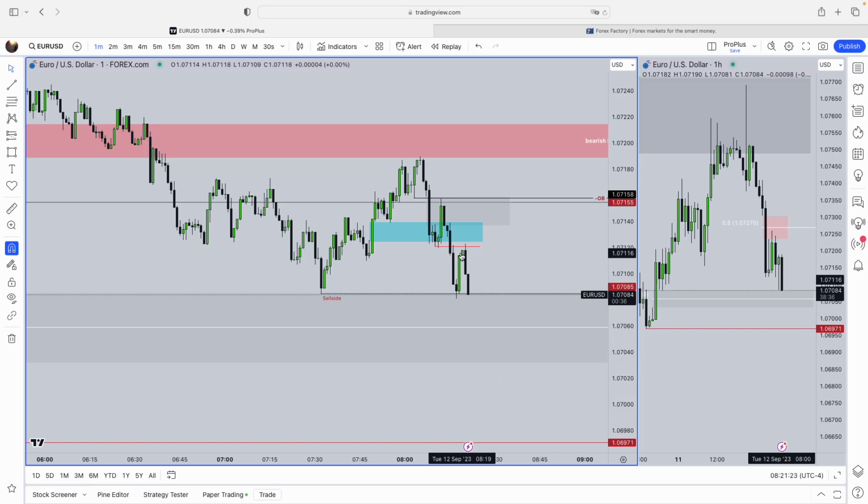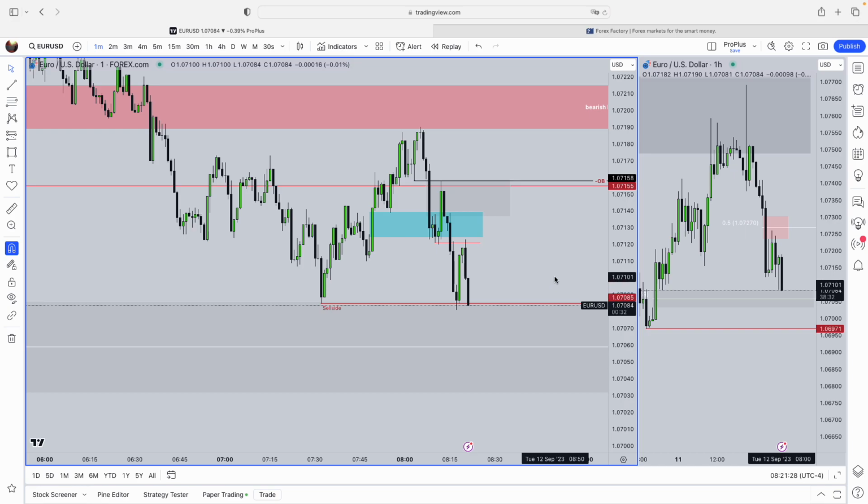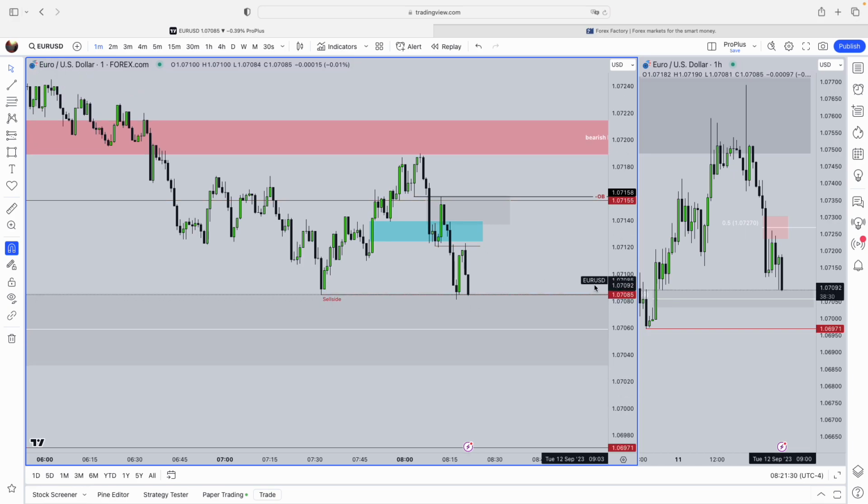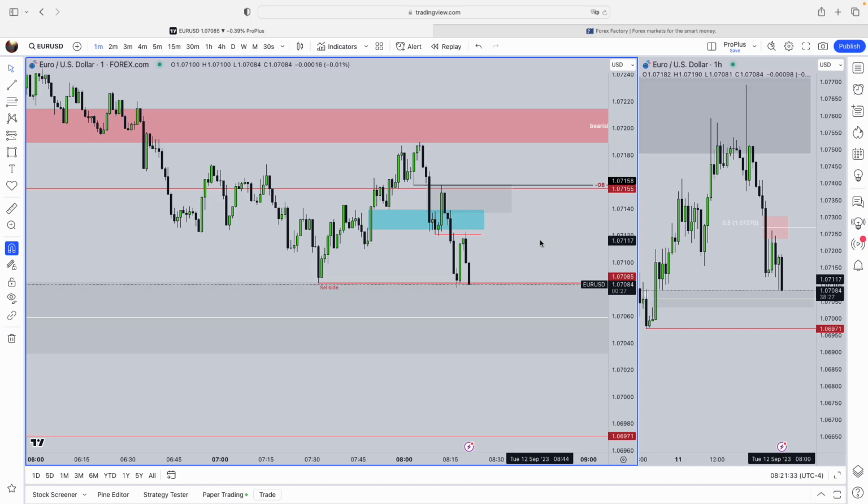Look at the way it tapped into the fair value gap and the bearish breaker, and it ran away from that. That's nice. So it gives you more confidence to hold at the minute. Next target would be the consequent encroachment.